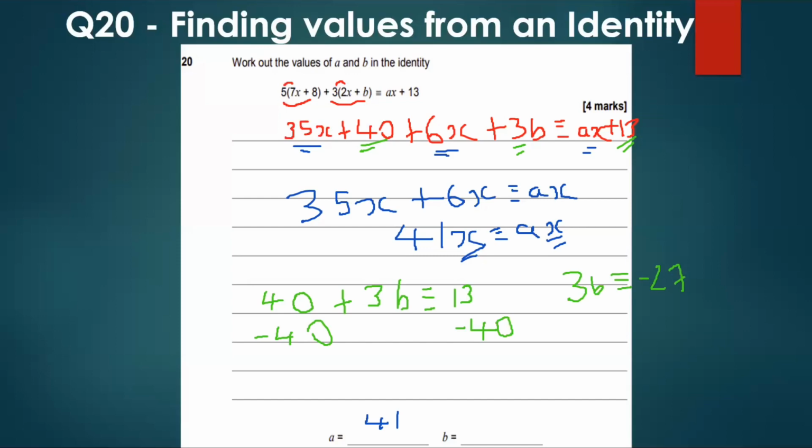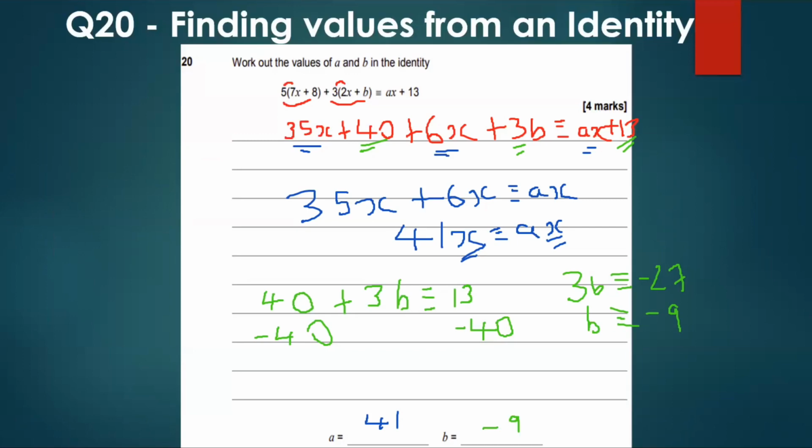3b means 3 times b. So dividing both sides by 3 means that b is equivalent to negative 9. So b is equal to minus 9. So a is 41 and b is minus 9.